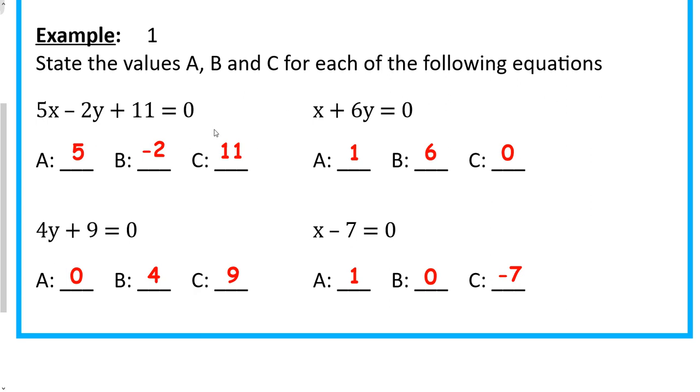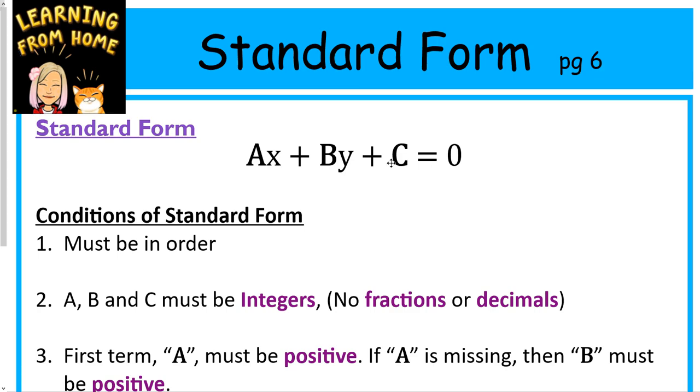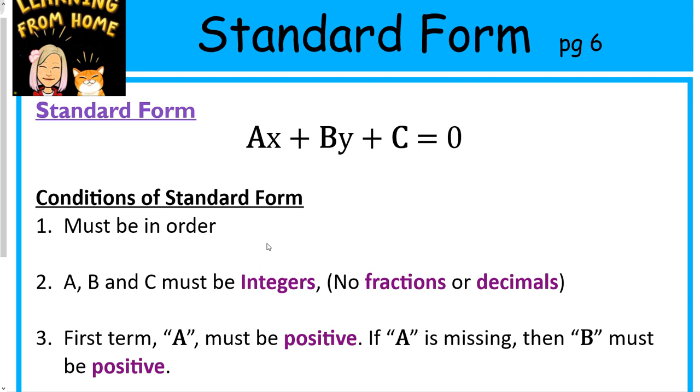Sometimes they're not, and you'll have to rearrange them, and I will show you how. So what are the rules for standard form? All right, it must be in order, okay? So you need to have your AX plus BY plus C. They have to be in that order, X, Y, and then a constant. A, B, and C must be integers, so that means you can't have fractions or decimals. If you do, I'll show you how to get rid of them so you don't have them.